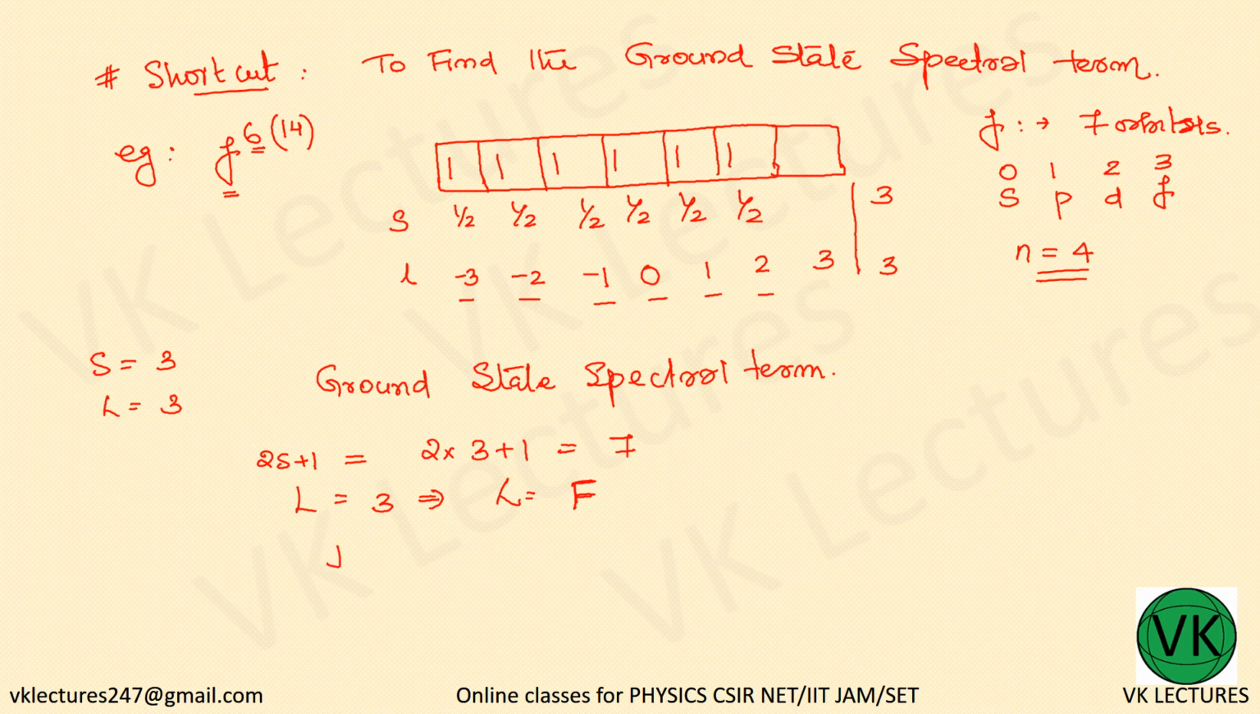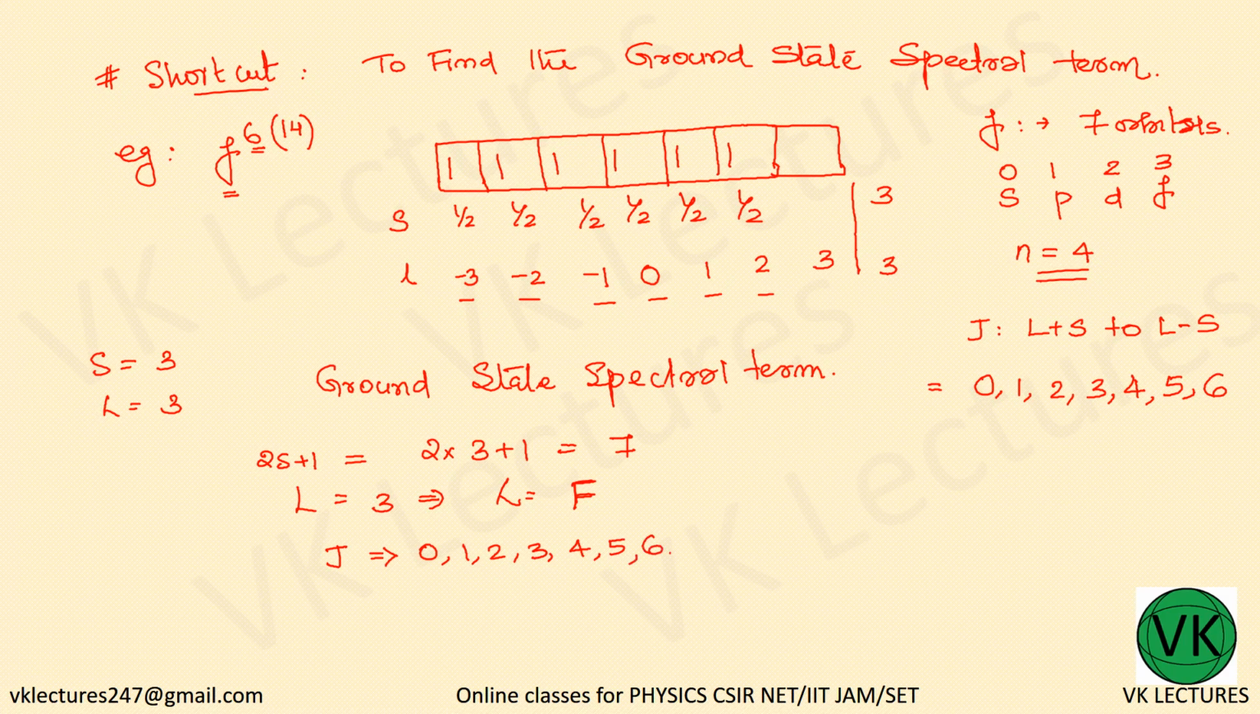Now what is J? What should be the J value? What are the possible values of J? J possible values are L plus S to L minus S. So what is L minus S? 3 minus 3 is 0, and 3 plus 3 is 6. So 0, 1, 2, 3, 4, 5, 6. So J is equal to 0, 1, 2, 3, 4, 5 and 6.